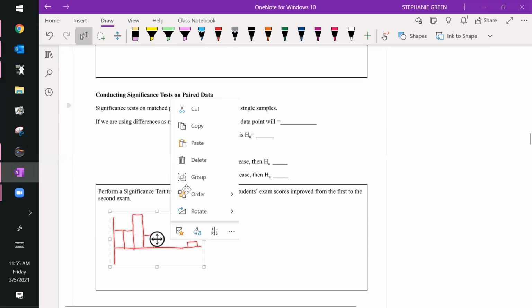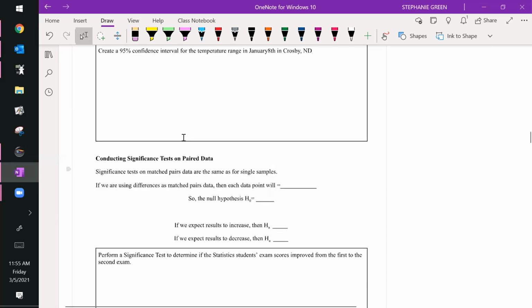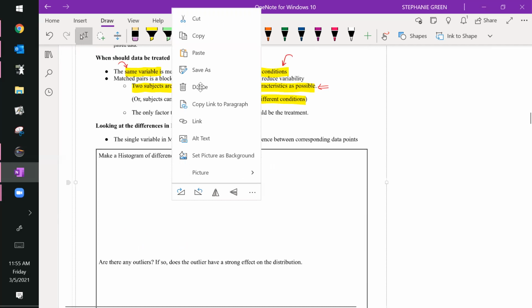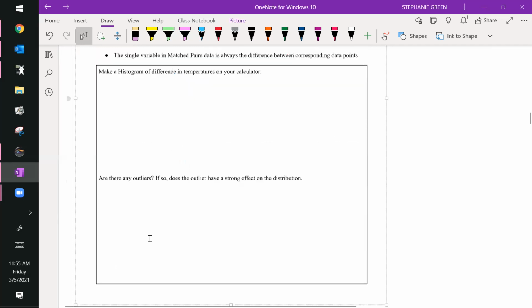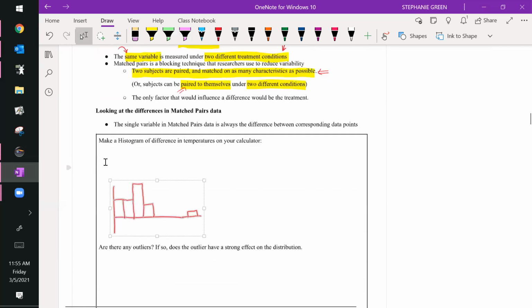Doop. Copy. Delete. I was like, I just hit cut, huh? Paste. Oh, come on. Way up here. There we go. So there's a histogram.